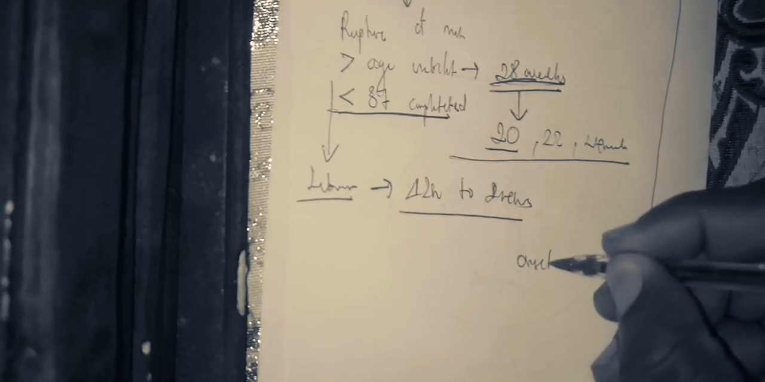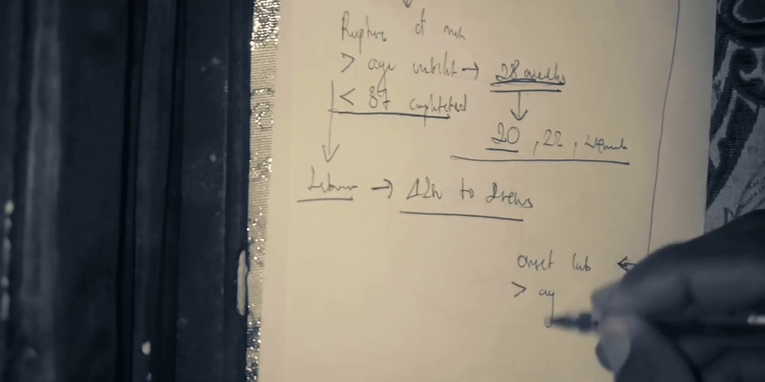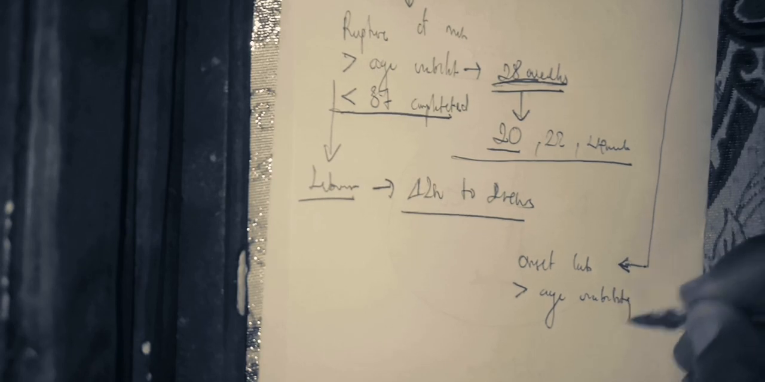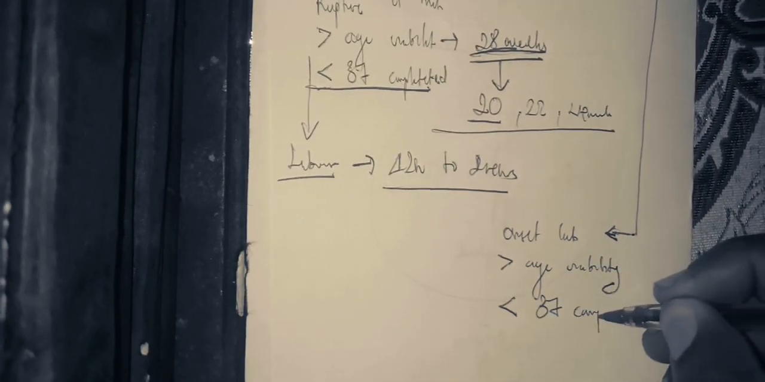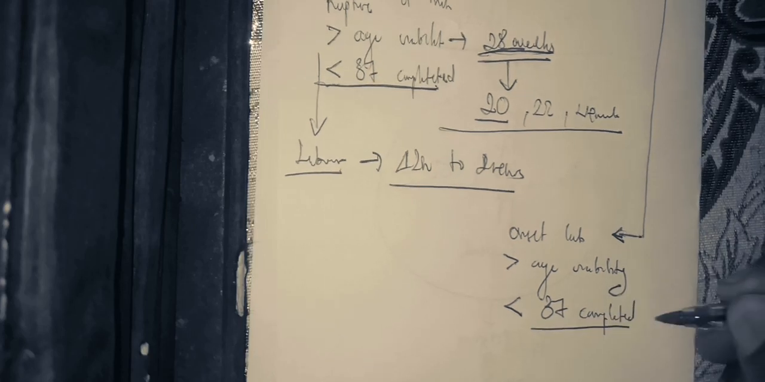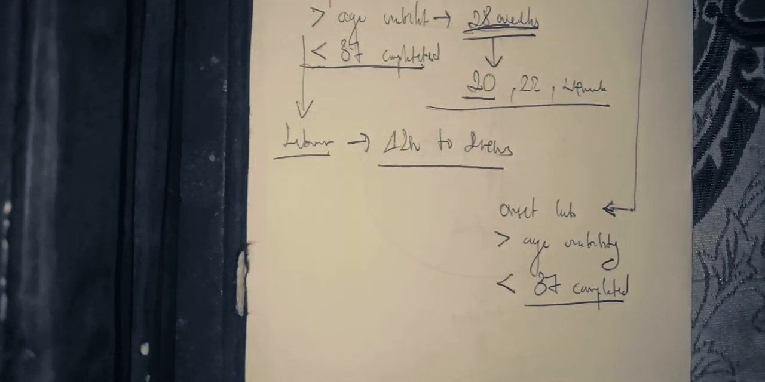So there is onset of labor after the age of viability, depending on the context in which you are, and before 37 completed weeks of gestation. Now this is where you use the 37 completed weeks of gestation. So preterm labor is the onset of labor after the age of viability and before 37 completed weeks of gestation. Is it clear?